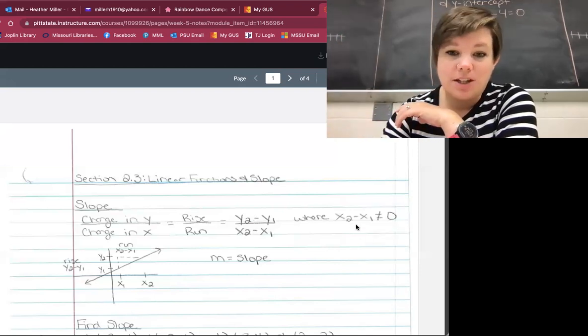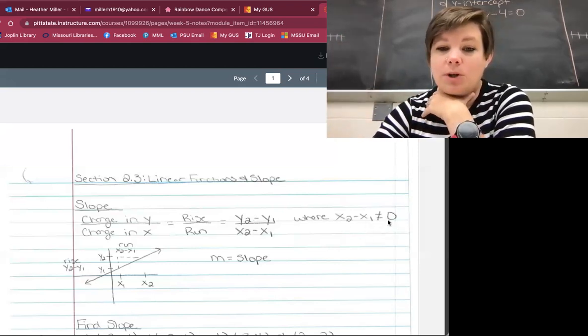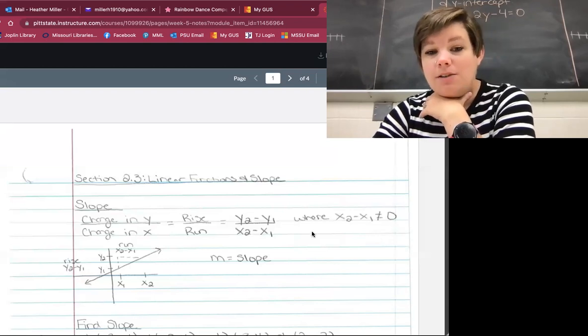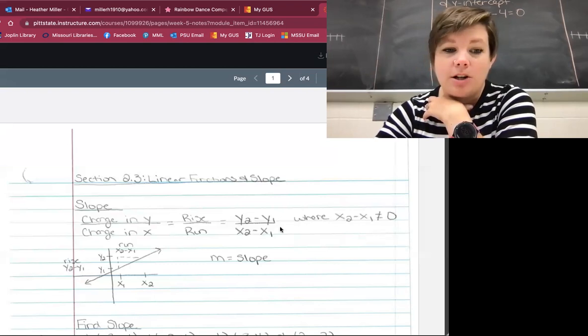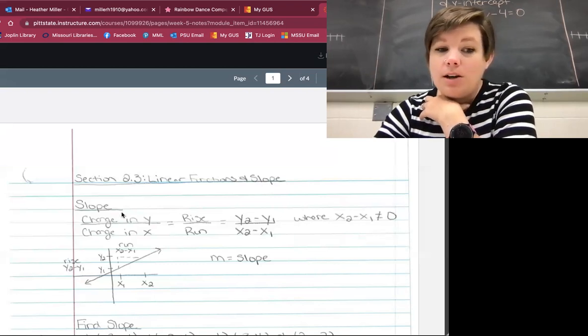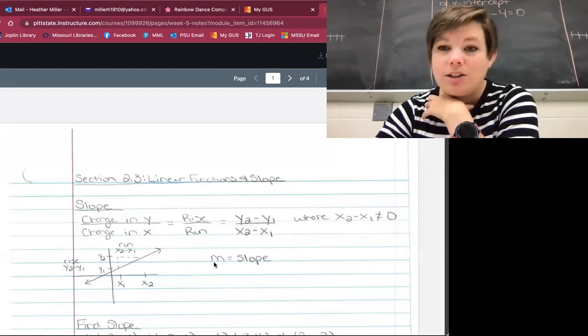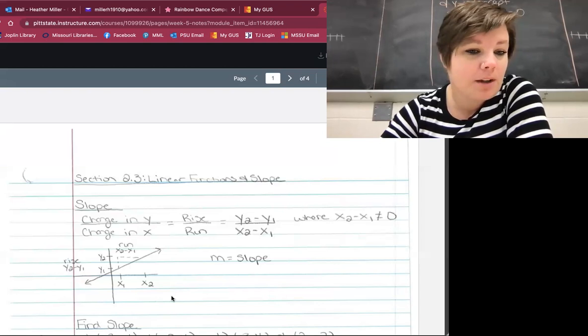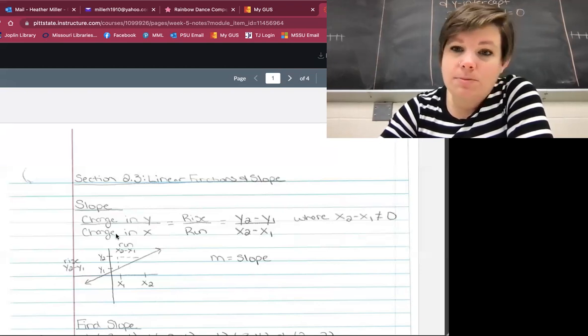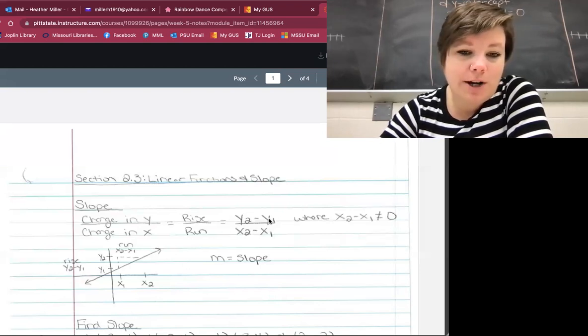Obviously, we have to put this little thing in there where it says that x2 minus x1 cannot equal 0, because if it does equal 0, then it's an undefined slope because we never want 0 in our denominator. And we also usually refer to slope by the letter M. Sounds weird. You think, oh, it's slope, you should say S, but we don't. We use M.